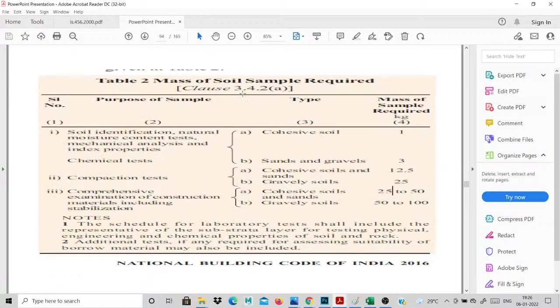The next one is the sample taken. Suppose you go for a test for your soil conditions. How much depth will be taken for your sample?